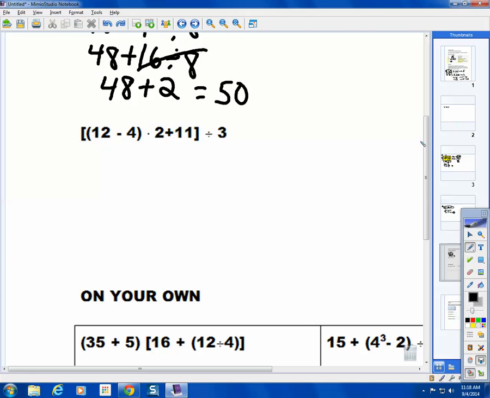Guys, notice right here in this example, instead of having just parentheses, we've also got these brackets around the parentheses. Anytime you see brackets like this, I want you to understand those are treated just like parentheses. And I'm going to put a note up here. When you have a set of parentheses inside brackets, start with the innermost.